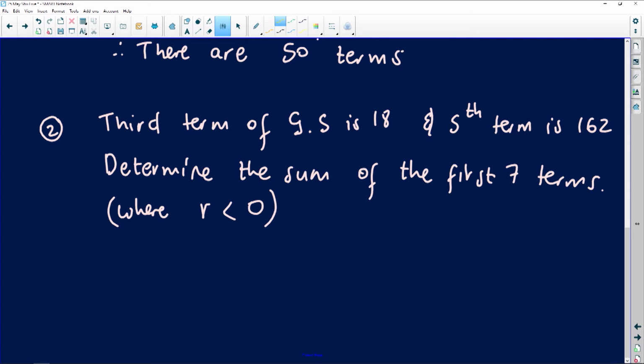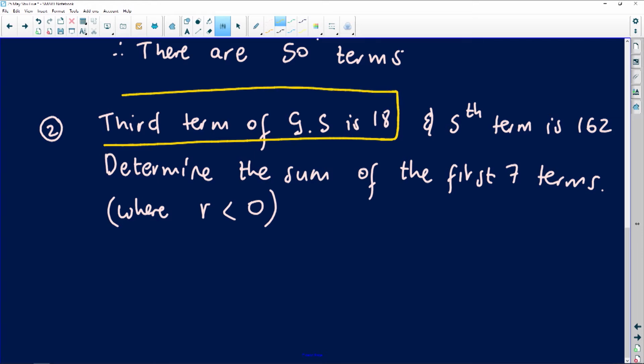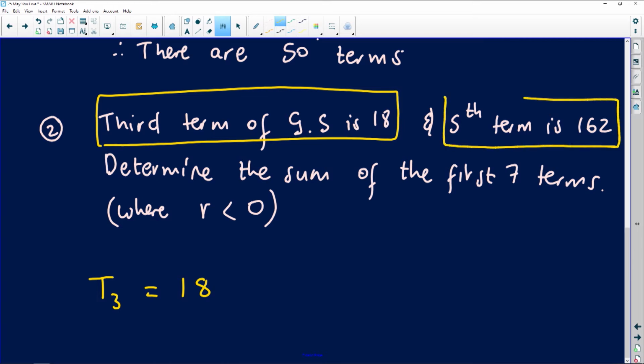First of all, we are told that the third term of a geometric series is 18. How do you write this mathematically? So T3 is equal to 18. And then there's a second part that says the fifth term is 162. So T5 is equal to 162. So T3 is equal to 18, and T5 is equal to 162.